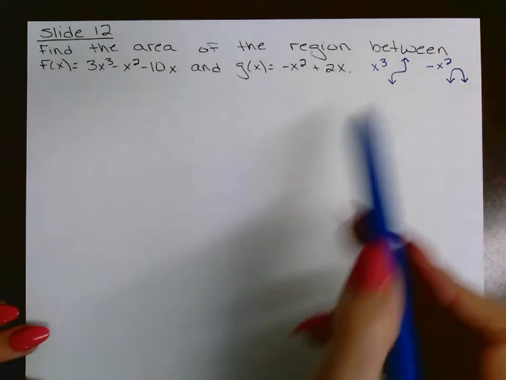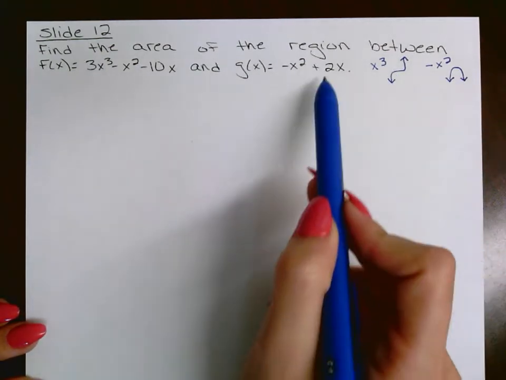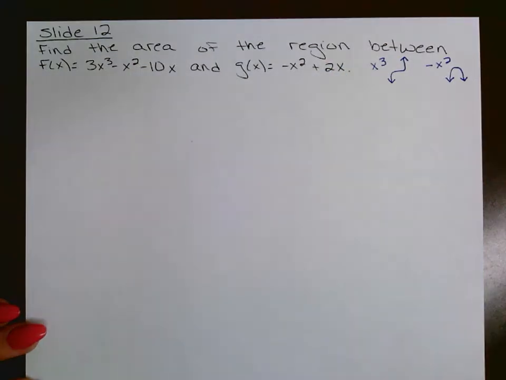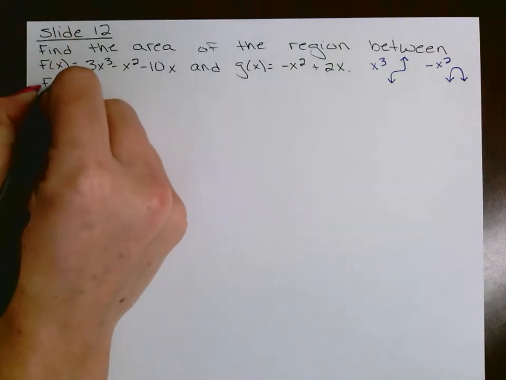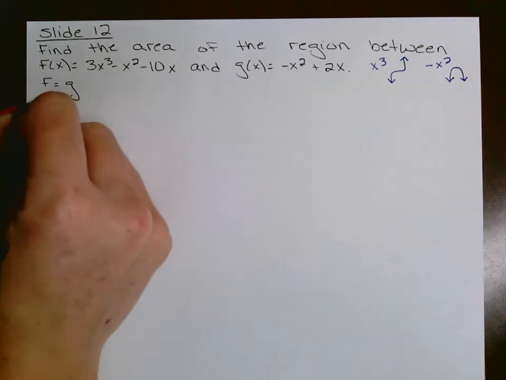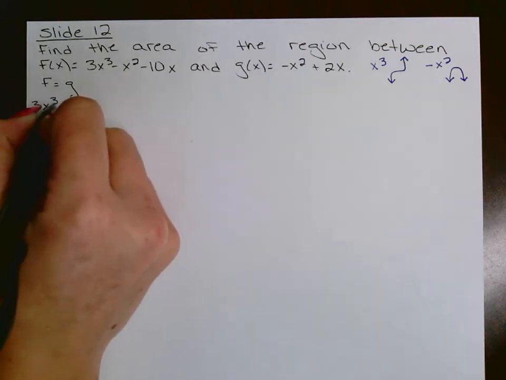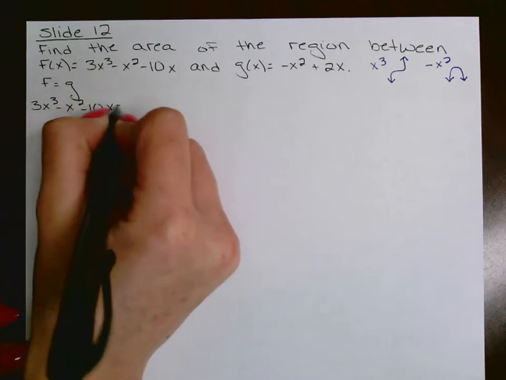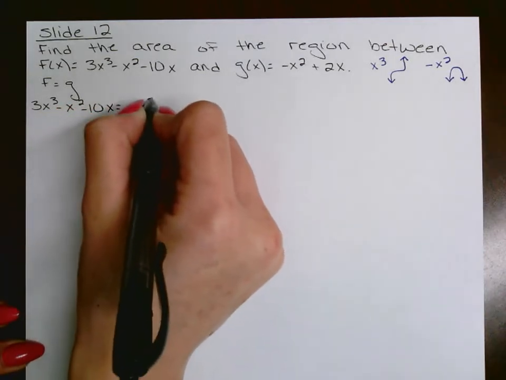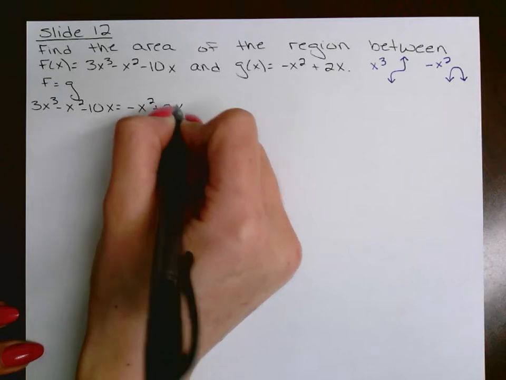This is just by knowing my basic parent functions, okay? Now, because there are many curves happening here, I can't just go straight to putting it on. There's also transformations going on. So the first thing I'm going to do today is, instead of graphing first, I'm going to find the points of intersection. And the way that I do that is by setting them equal to each other. So we say f equals g when 3x cubed minus x squared minus 10x equals negative x squared plus 2x.